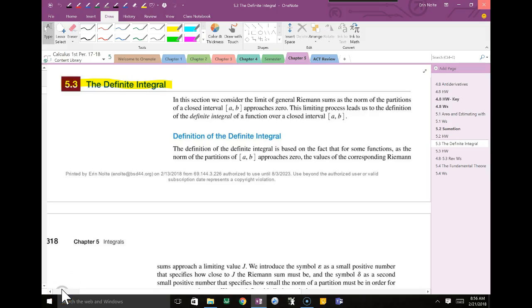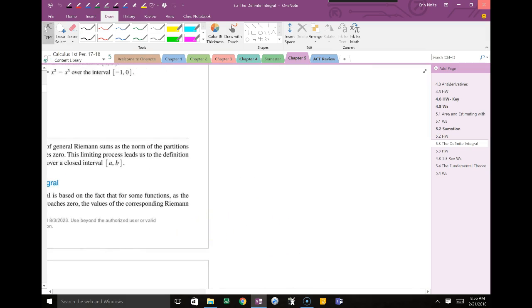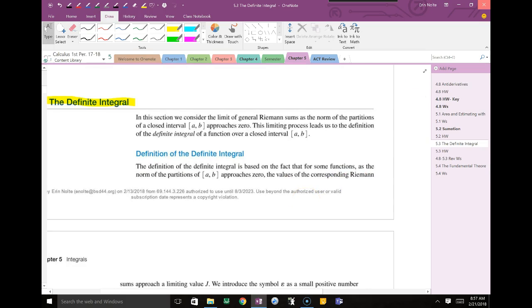Right. So this section is called the definite integral, as opposed to the indefinite integral. The indefinite integral, which we have previously discussed, is the same as an antiderivative. Remember that when you see this little symbol, that's the integral. If I was going to do the integral of 2x dx, that's just saying that I'm going to do the antiderivative of 2x. A definite integral is now going to give us a bounded region.